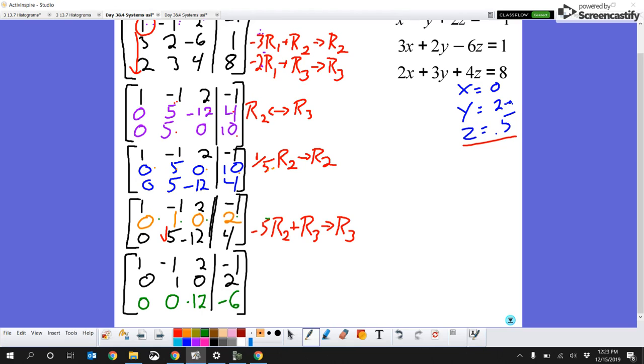All right. Now, for my last trick, we need to turn this into a 1. So that's negative 1/12 times row 3. That's going to go in row 3.